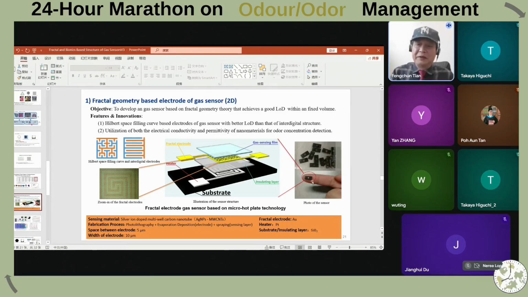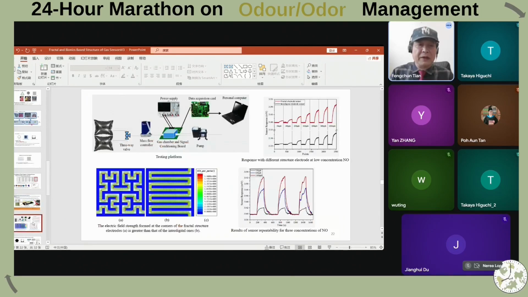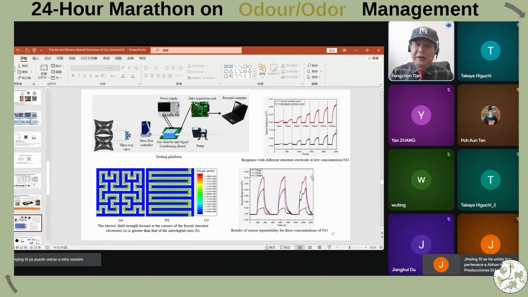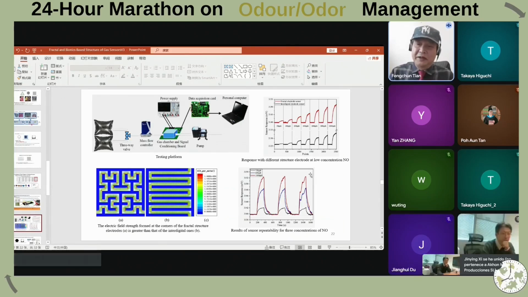This is the photo of the gas sensor. And this is a test platform. And also we have made some simulation. And we have found that the electric field intensity of the fractal geometry is much higher than the traditional interdigital one. And also the magnitude of our proposed sensor is much higher than the traditional one.